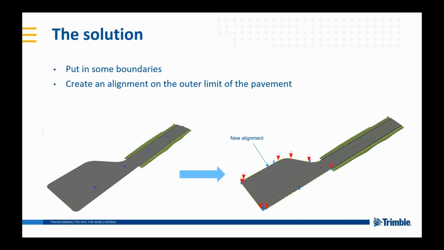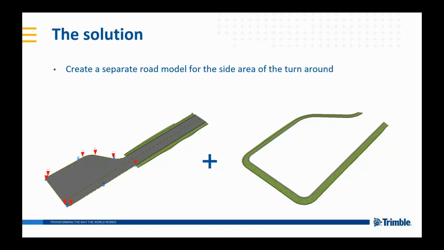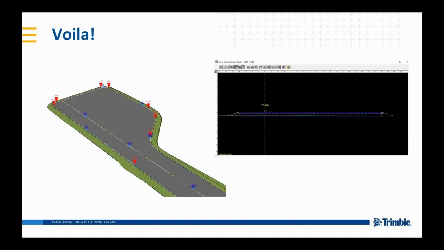And the key to this is that instead of creating one model, we create two models. So we're going to put in some boundaries in the model, and we then will create an alignment on the outer limit of the pavement. And we're going to create a separate model for the side area of this turning area. And together these two will be a complete model of this turning area.